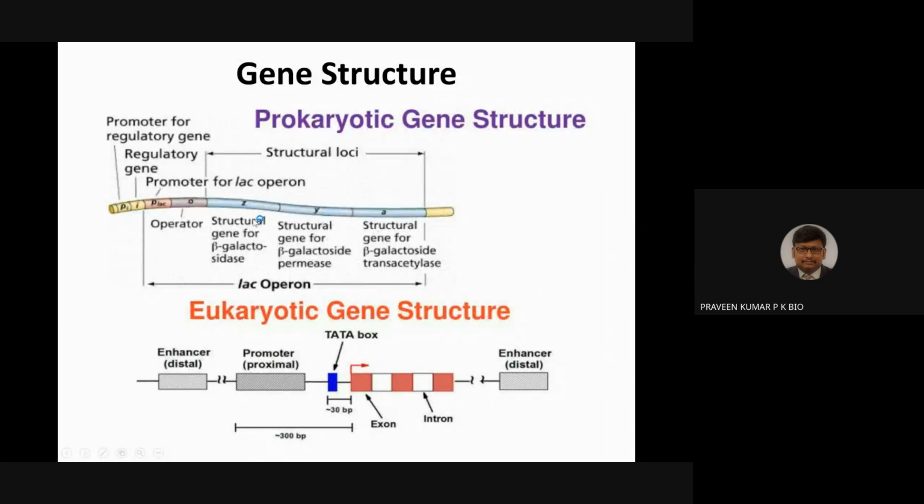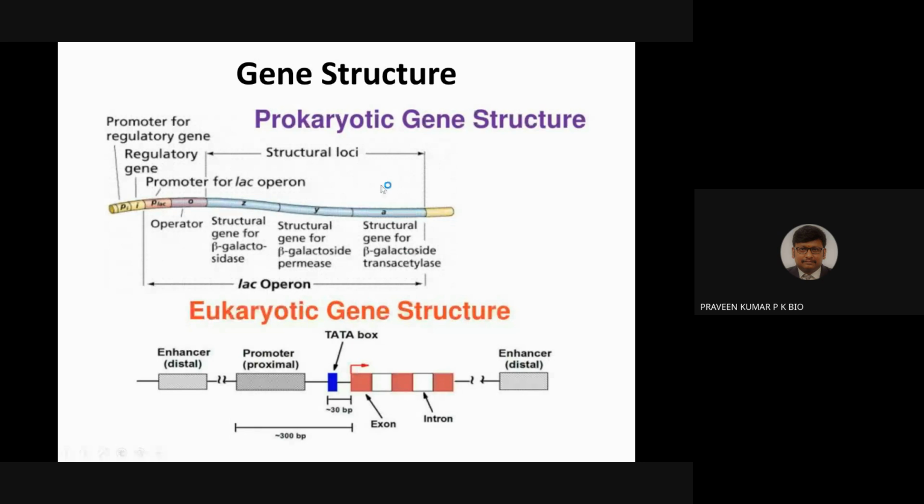That is, for example, Z is the structural gene for beta galactosidase, and Y is the structural gene for beta galactoside permease, an enzyme. And A is the structural gene for beta galactoside transacetylase. So, three different enzymes you can find.